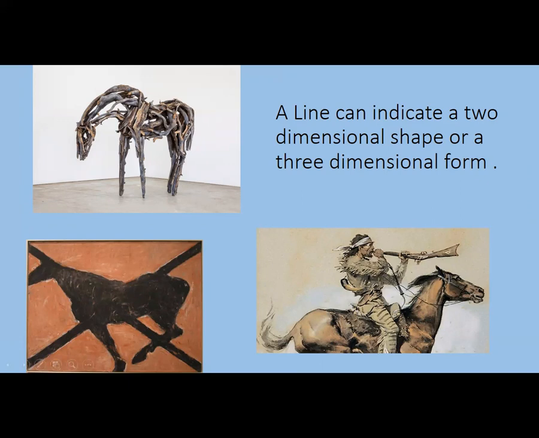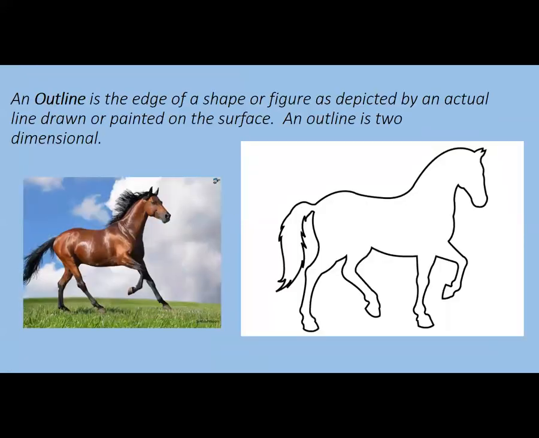A line can create a two-dimensional shape, like the outline around this horse, or a three-dimensional form, like this actual three-dimensional horse sculpture made out of pieces of driftwood. Or you can create the illusion of something being three-dimensional by using shadow and contour lines, depicting how much or how little light is hitting the surface. It's going to make things look more three-dimensional. So let's talk about those varieties of line.